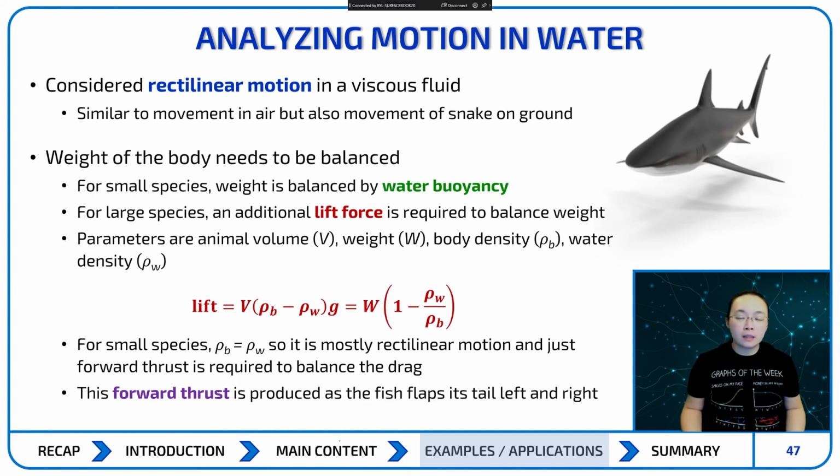So back to this description between small and large species. For small species, you have a really small body, so basically your body density is going to be really similar to your water density. So that term, ρB minus ρW, basically goes to 0, and you get lift equal to 0. So nothing is required. No additional lift force is required for it to float at a specific level. The only thing it needs is a forward thrust to balance its drag. And that forward thrust is produced as a fish is flapping its tail left and right. So that's where that rectilinear motion comes from.